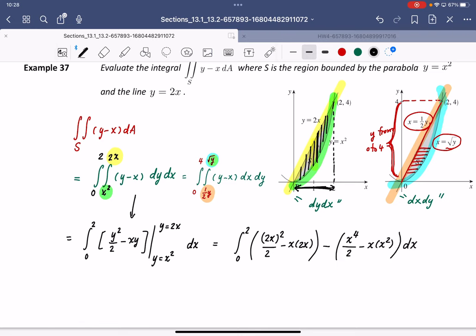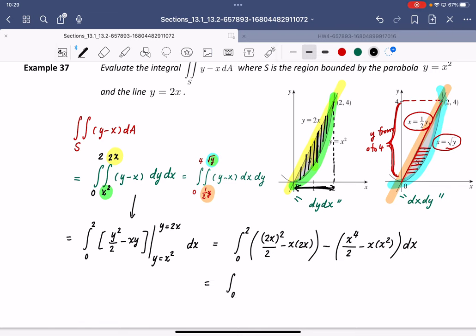You can see that what I did is I integrated y minus x first, so I get y squared over 2 minus xy. This is the integral with respect to y, and after that I plug in 2x to here, so I have that, and I plug in x squared to here, so I have that. And now you just need to integrate this one. This is a little bit tedious, but it is just calculation, nothing new here.